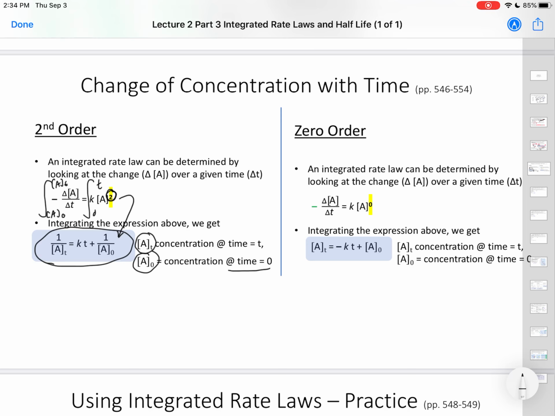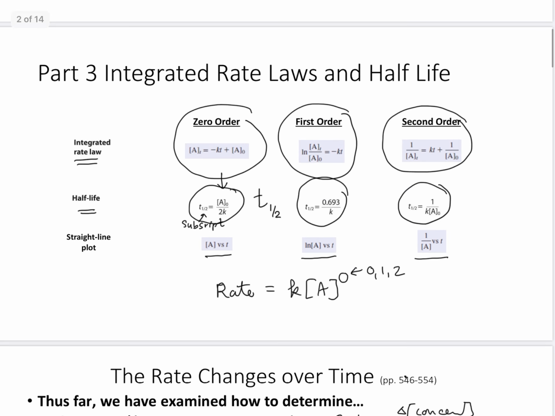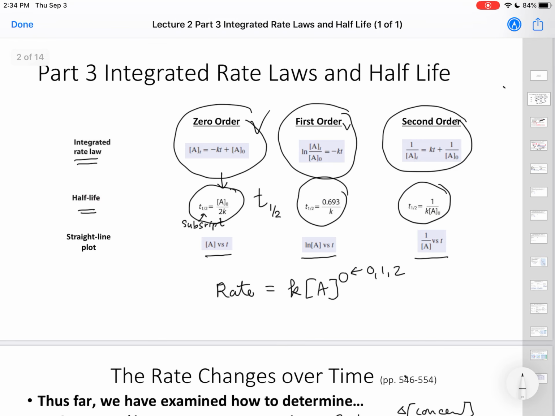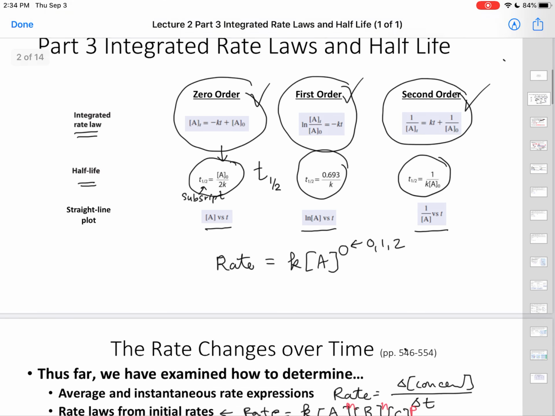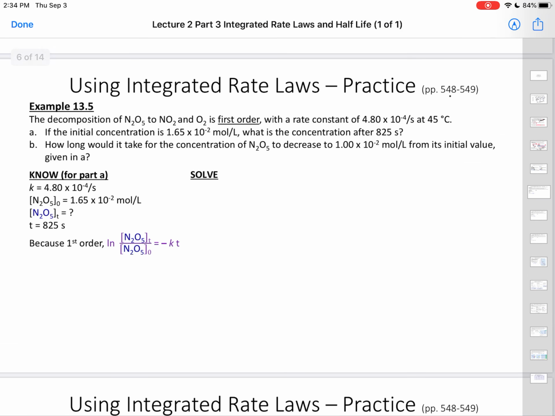Last but not least, if you do the same integration on a zero order, and again, the only difference here is that now this is 0 instead of 1 or 2, you get this expression: A of t equals minus kt plus A sub 0, okay? Now these three equations that I've circled are really just these three equations here that we talked about and I asked you to write down, okay? If you have these written down, it'll be very helpful, especially when you're doing quizzes and exams, because then you don't need to fiddle around finding these equations, okay? So let's take a look at how we would use these three equations.